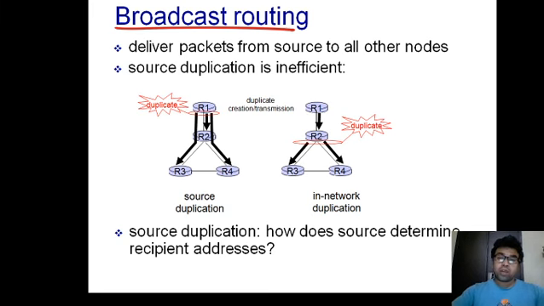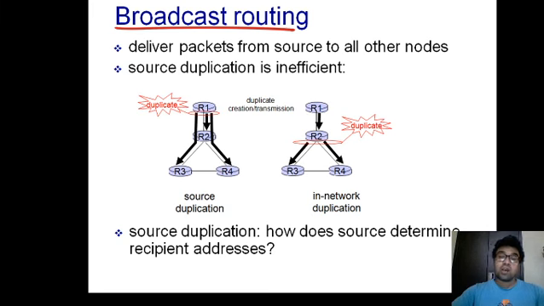Broadcasting is like this: in a network, suppose you have 32 nodes present, and a node which is called a source wants to broadcast a particular information to that network. That means that node or source has to transfer that information to all the nodes present in that network. That is called broadcasting. And the last term is multicasting.